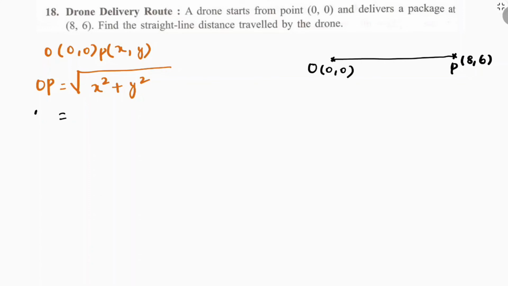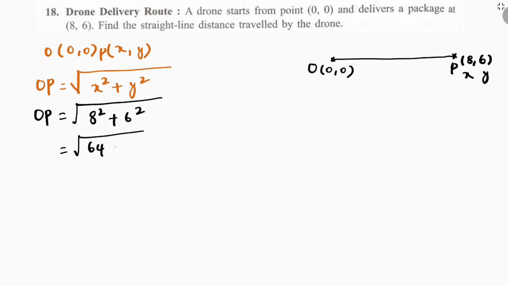So here the OP distance is under root, this is x, this is y, so under root 8 square plus 6 square. 8 square is 64. 6 square is 36. So root 100. Root 100 is 10 units. The distance between 0, 0 and the point where the drone delivers, 8, 6, is 10 units.